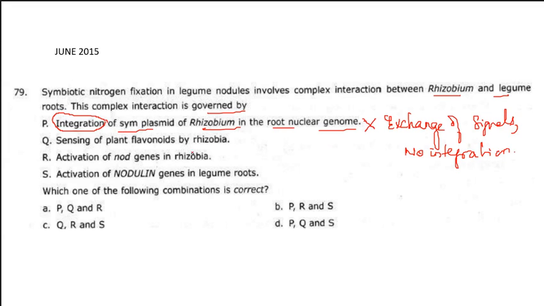Sensing of plant flavonoids by rhizobia. Yes, right. The plant releases the flavonoids and rhizobia sense them. Activation of nod genes. Yes, activation of nod genes. We discussed that the bacterial genes are known as nodulation genes and the legume genes are known as nodulin genes.